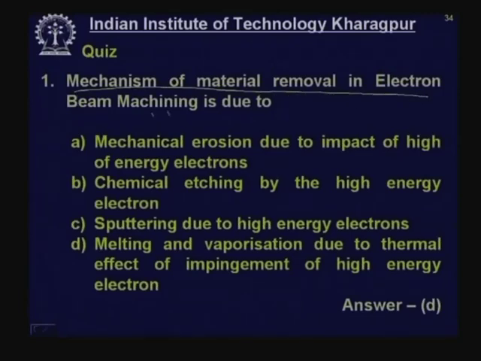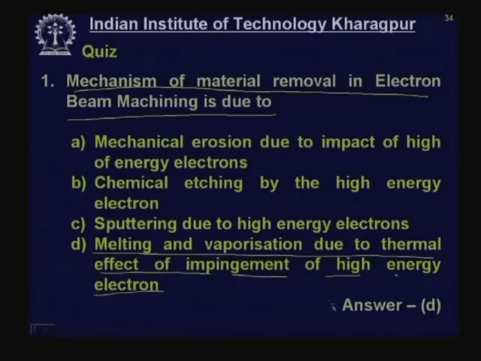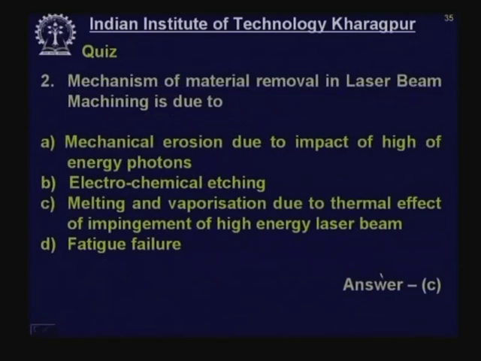Mechanism of material removal in electron beam machining is due to what? We all know it is because of melting and vaporization due to the thermal effect of impingement of high energy electrons. So, the answer is D. Mechanism of material removal in laser beam machining, we have said a number of times, once again is because of melting and vaporization. So, the answer is C.